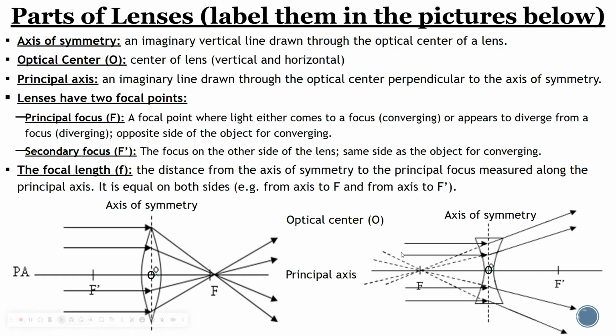Over here, the primary focal point would be on the same side as the object. So the secondary focal point will be on the opposite side of the object. And again, if you were measuring the length from here to here, that would be your focal length. So from the optical center to the focal point, that's called your focal length. If this was 5, then this would also be 5.